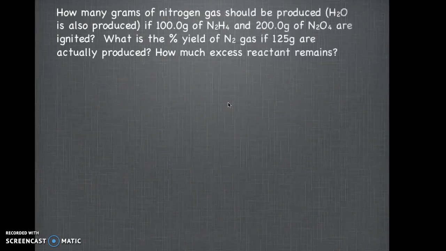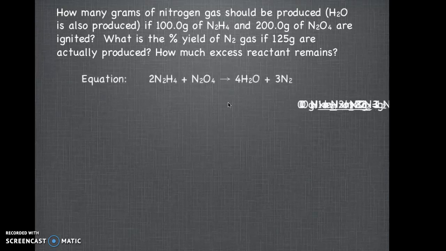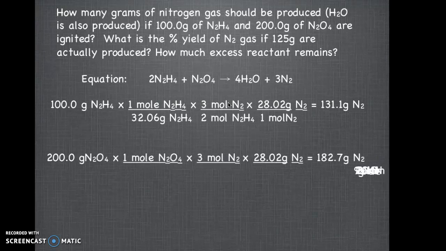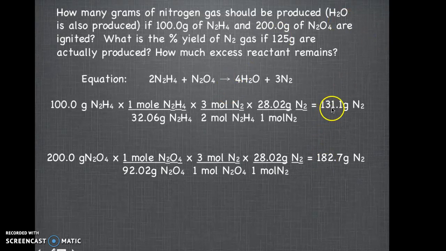All right, so the second part of our notes here is we're going to actually get to the next question. It says, what is the percent yield of nitrogen gas if 125 grams are actually produced here? So here's what you want to take a look at. Earlier on, we did all the stoichiometry and we ended up getting our theoretical yield, and we came out with the smaller of the two numbers here. So between 131 grams of nitrogen versus 182.7 grams of nitrogen, we said that 131.1 grams of nitrogen was our theoretical yield.